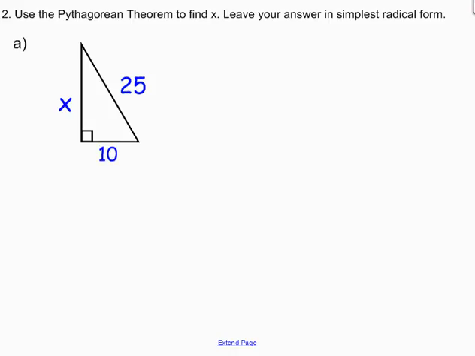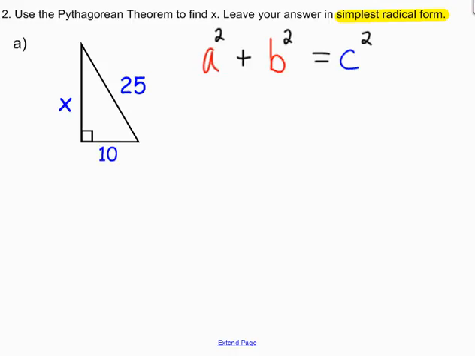So here we have: use Pythagorean theorem to find x. Leave your answer in simplest radical form. We are going to be doing simplest radical form until the end of time, so you might as well just get used to it. So for letter A, we're going to use Pythagorean theorem. If you take your two legs, square them, add them together, and that'll equal your hypotenuse squared.